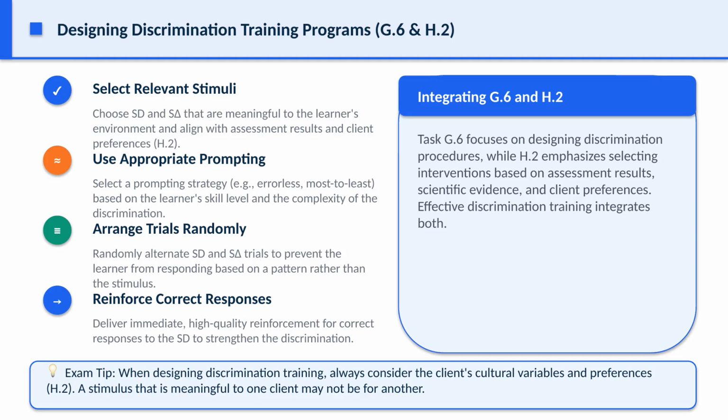Finally, you must collect trial-by-trial data and make data-based decisions to adjust the program as needed, a skill tied to task H.7. The exam will expect you to apply these steps fluidly, recognizing that discrimination training is not just about teaching a response, but about ensuring that response reliably occurs in the presence of the SD and not the S delta.